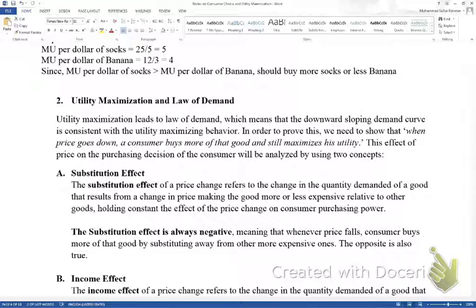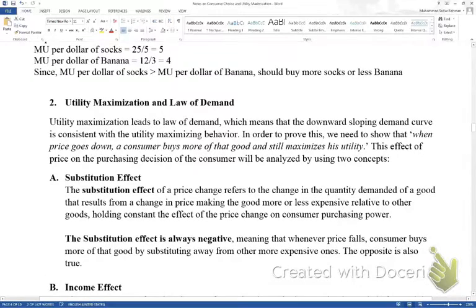Okay, so what we're going to do now is try to understand how the utility maximizing consumption bundle that we have just talked about can lead to the derivation of the demand curve that we have looked at in previous chapters. So our discussion will focus on trying to understand how utility maximization is related to the price.